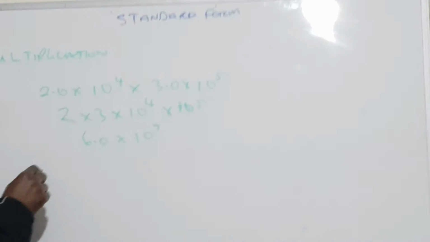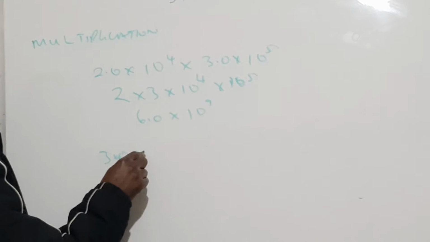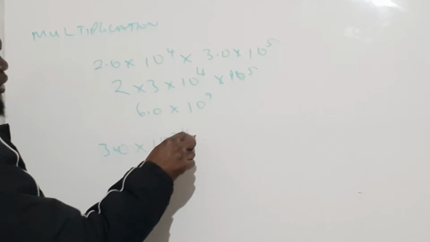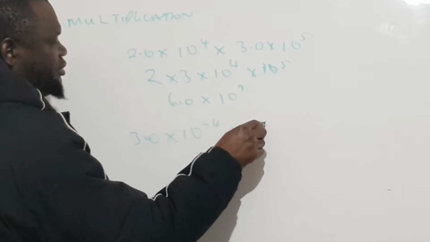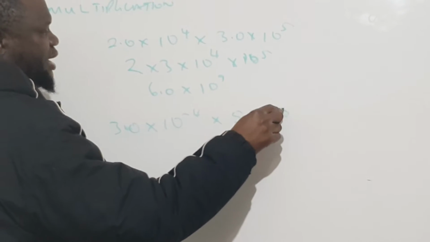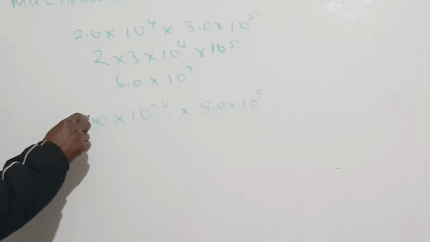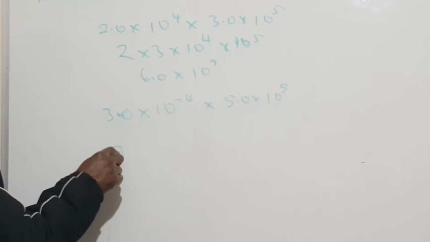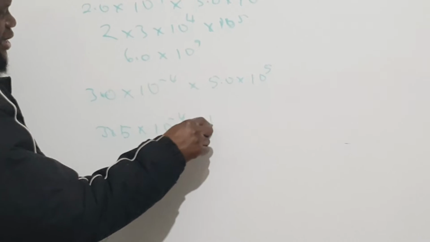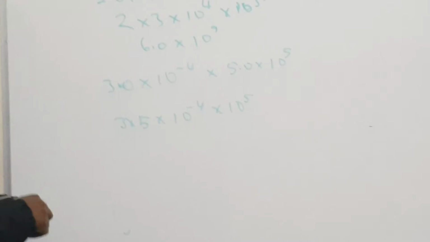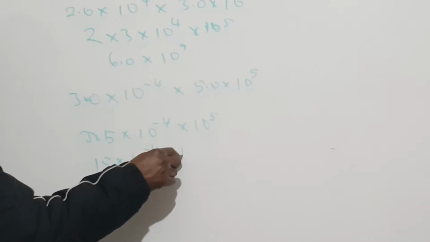Look at this. 3.0 times 10 to the power minus 4 times 5.0 times 10 to the power 5. What do you guys think? 3.0, so that's going to be 15. So that will be 3 times 5, 15 times 10 to the power minus 4 times 10 to the power 5.